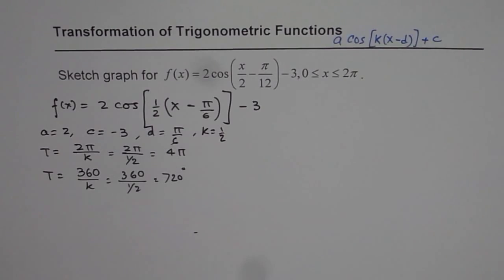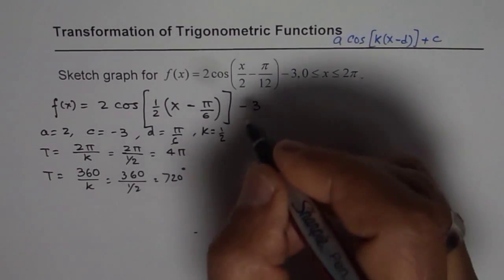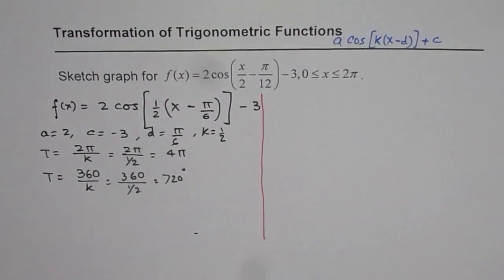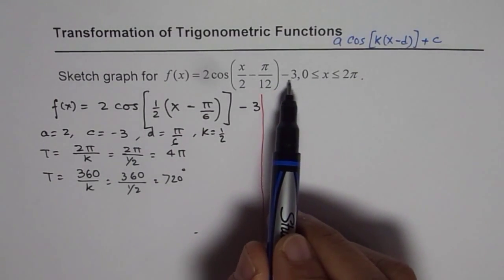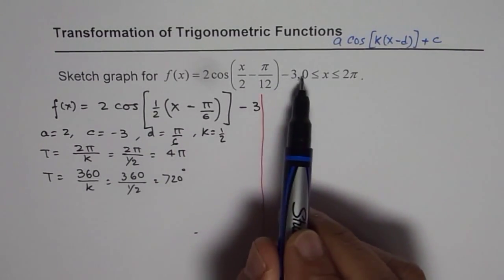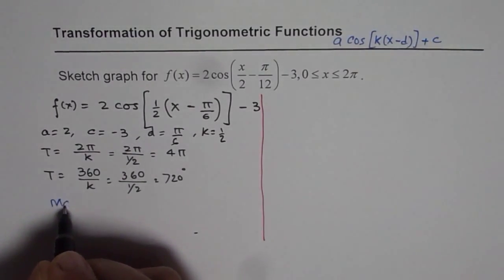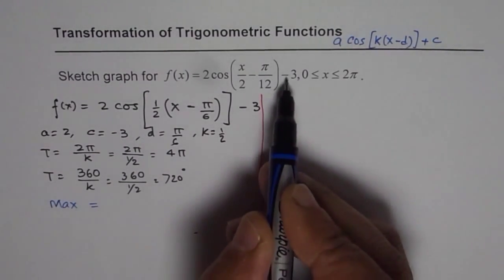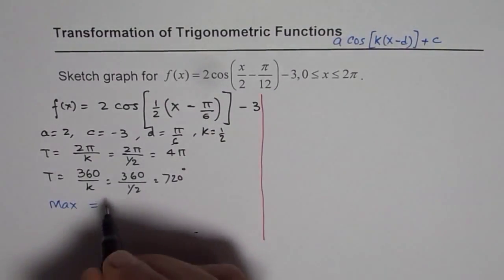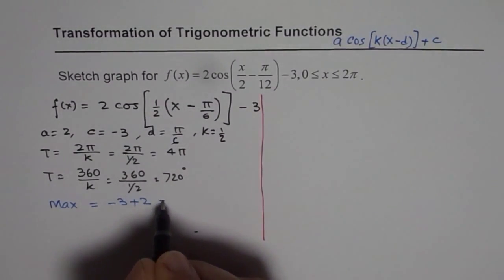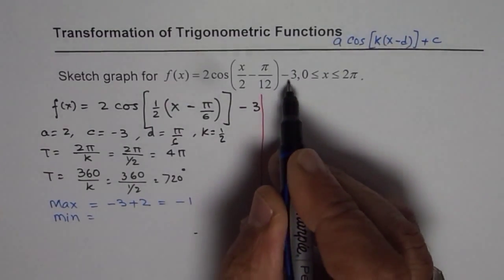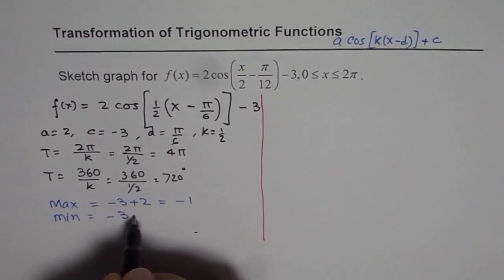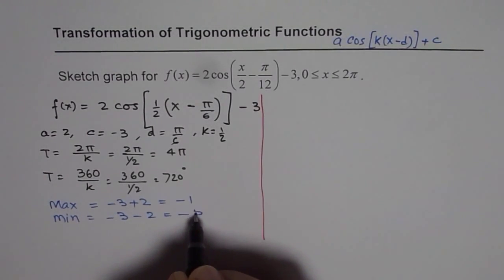Now knowing all these things makes things simpler for us. Let us now sketch this function. Now from here you can also see a few more things. If the axis is at minus 3 and amplitude is 2, what is the maximum? So the maximum should be equal to the axis plus the amplitude. So minus 3 plus 2, which will give you minus 1. And the minimum value will be axis minus amplitude. So minimum is minus 5 for you.